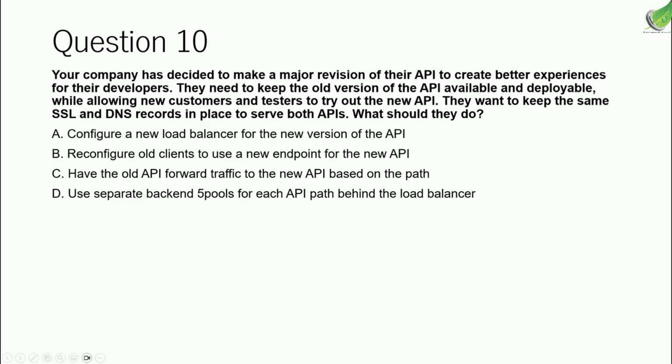Moving on to option C. This is an inefficient and brittle approach. It creates an unnecessary dependency and a single point of failure. All traffic would have to hit the old API service first, which would then forward traffic to the new API. This adds latency and tightly couples the two versions. The load balancer layer is the proper place to handle this routing logic, not the application layer.